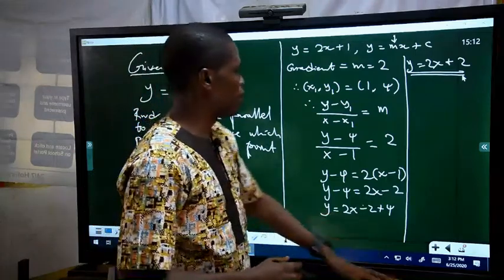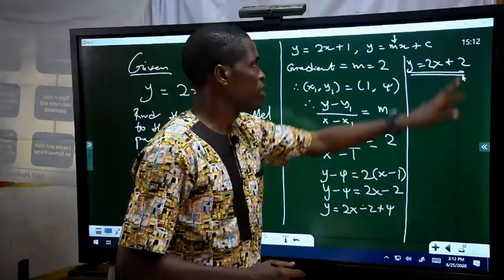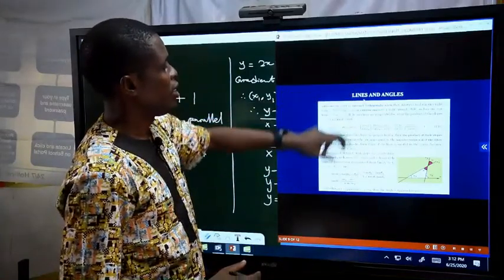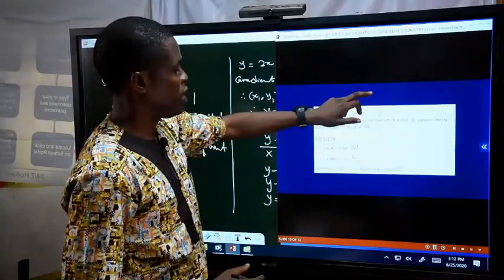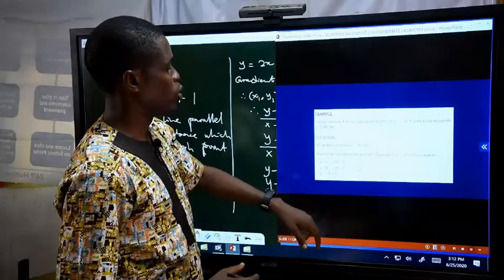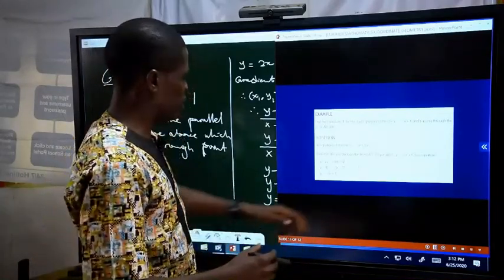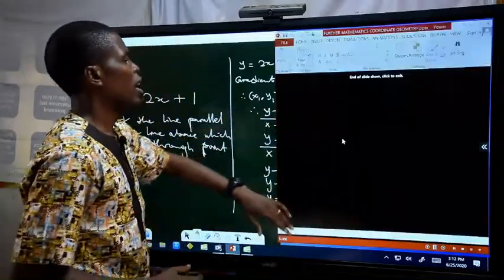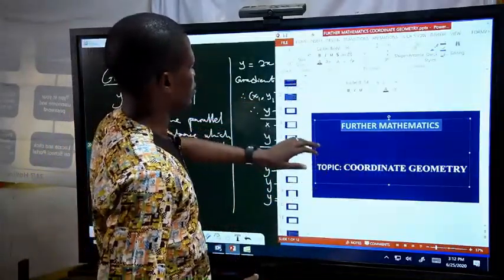So we look at perpendicular lines. When the lines are perpendicular, then the product of their gradients is equal to minus 1. So let's solve an example on that and see how it goes.